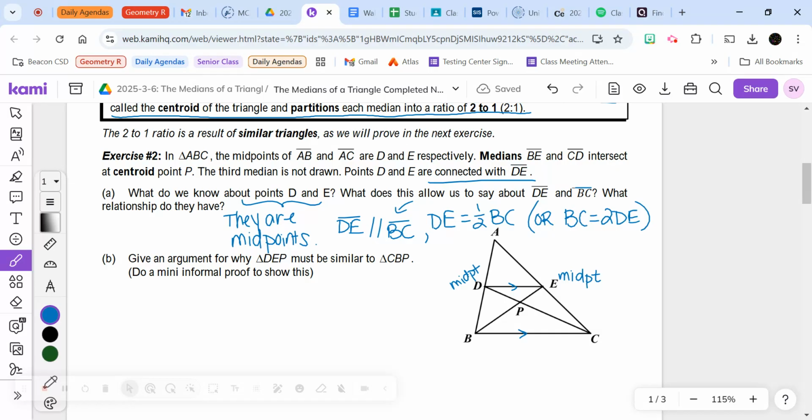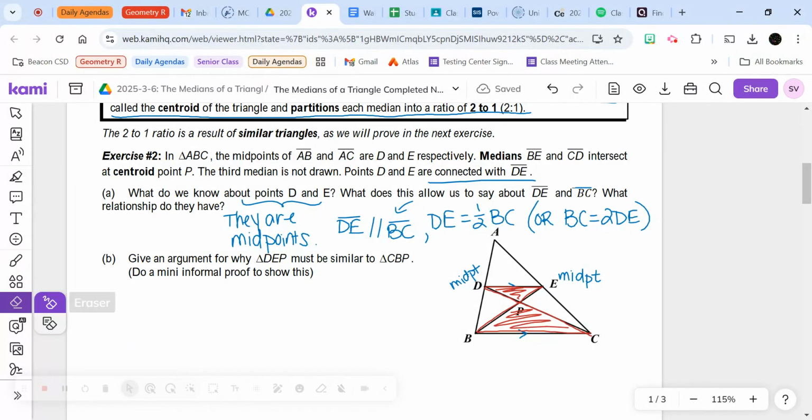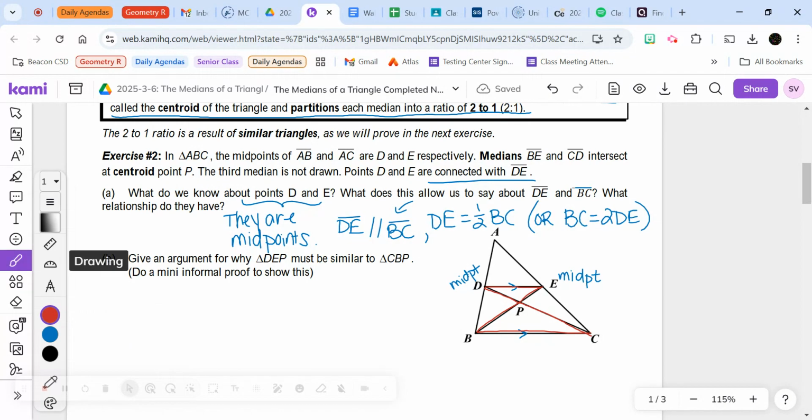Now looking at part B, it says, give an argument for why triangle DEP must be similar to CBP. So let's highlight this a little. These two triangles, we're trying to figure out why they must be similar. I'm going to unscribble that right now. So those are the two triangles we're focusing on. Why must they be similar? We're going to do a little informal proof here.